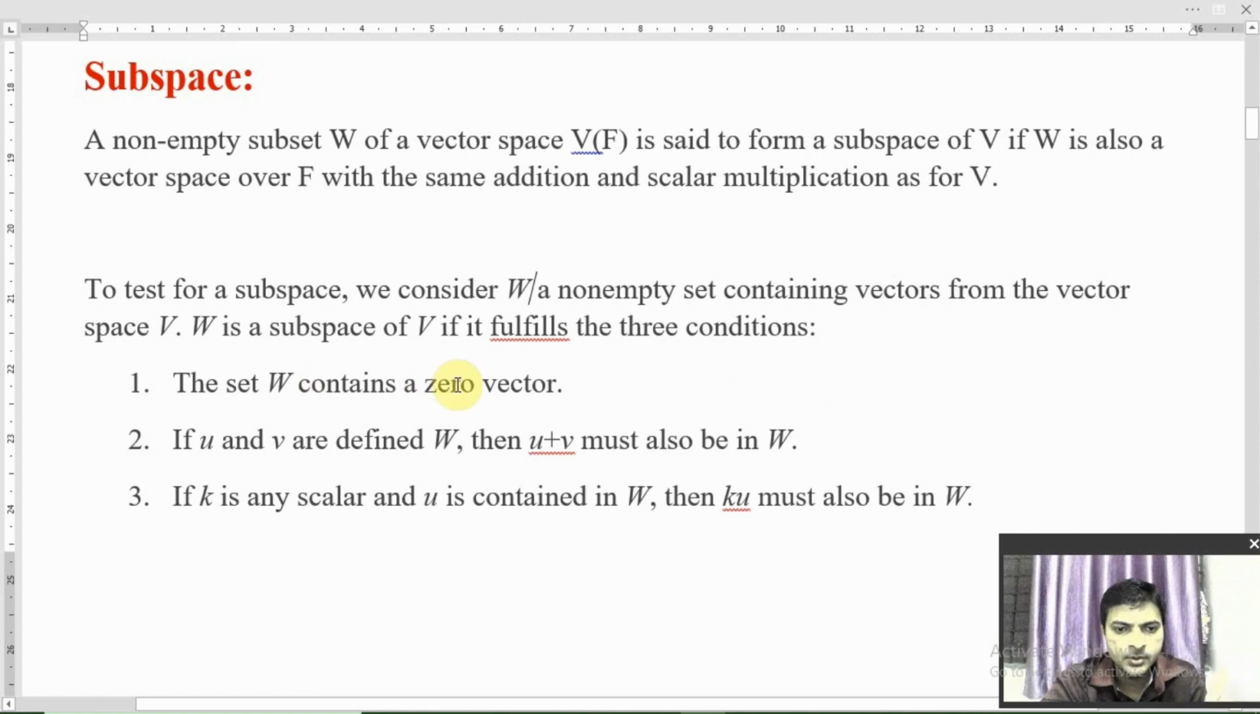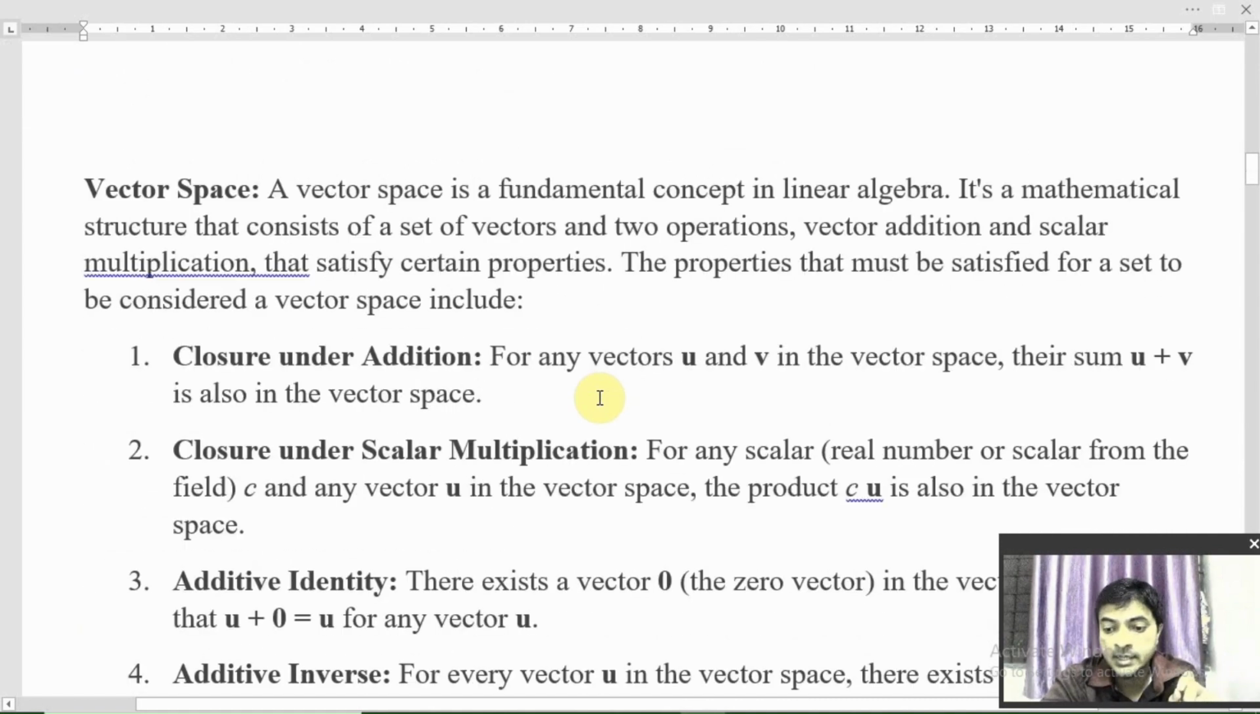First one, W contains a zero vector. If u and v are defined in W, then u plus v must be in W. Then we have the next one: if k is any scalar and u is contained in W, then ku must also be in W. So these three conditions say that, and W is non-empty, we declare that W is a subspace, which is a vector space. So please remember this subspace definition, which is helpful while solving the examples.